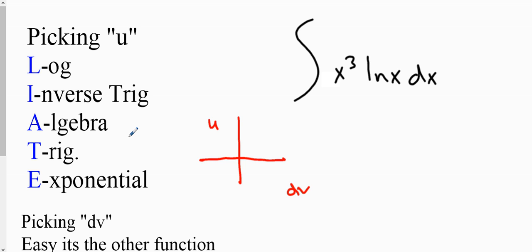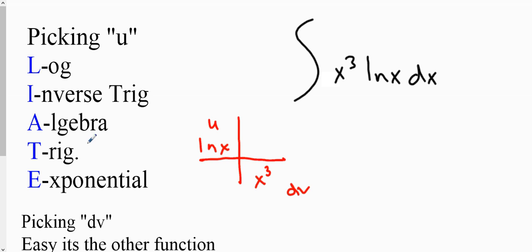Now, according to LIATE, we're going to pick whatever is the hardest one to be u. So in this case, we have a log, natural log of x. So I'm going to put that right there: u equals natural log of x. And our other one is going to be our dv. Well, what's left over is our algebraic expression, which is x cubed.